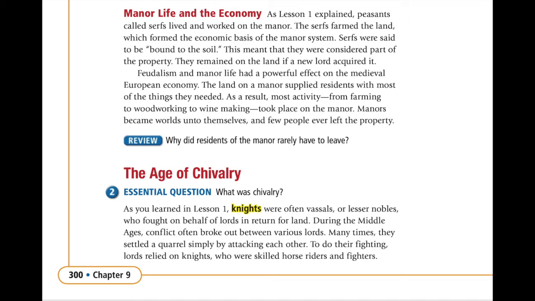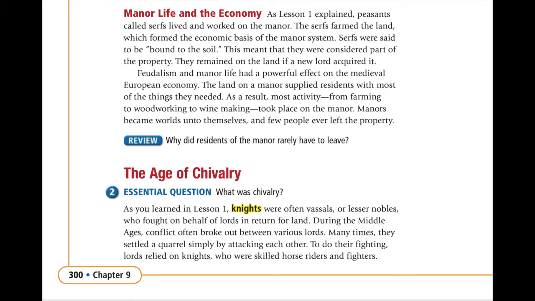Feudalism and manor life had a powerful effect on the medieval European economy. The land on a manor supplied residents with most of the things they needed. As a result, most activity, from farming to woodworking to winemaking, took place on the manor. Manors became worlds unto themselves, and few people ever left the property.